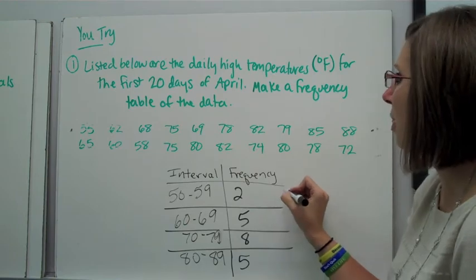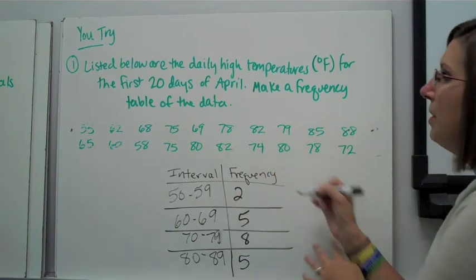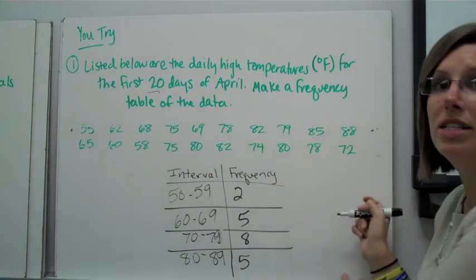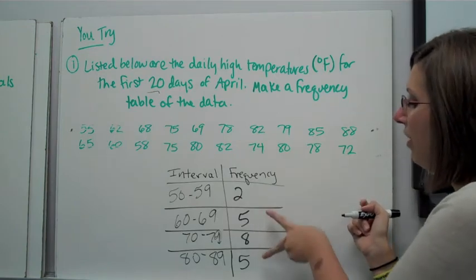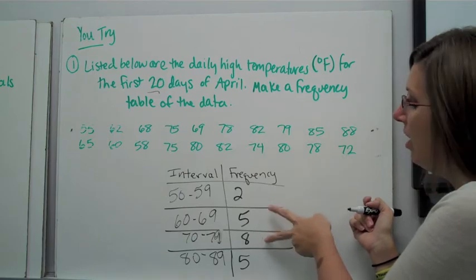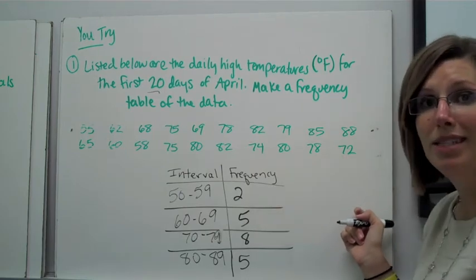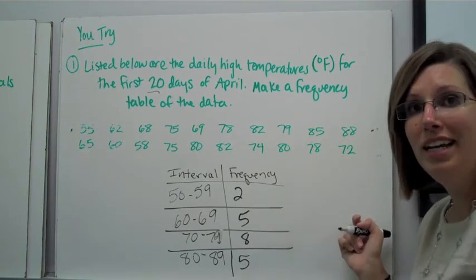The last step, remember, was to count all your pieces of data. Also look in your directions. It says I have 20 pieces of data. Look at your frequency. Make sure I've got 5 plus 5 makes 10, 8 plus 2 makes 10, 10 plus 10 makes 20. I've got all the data here. I'm good.